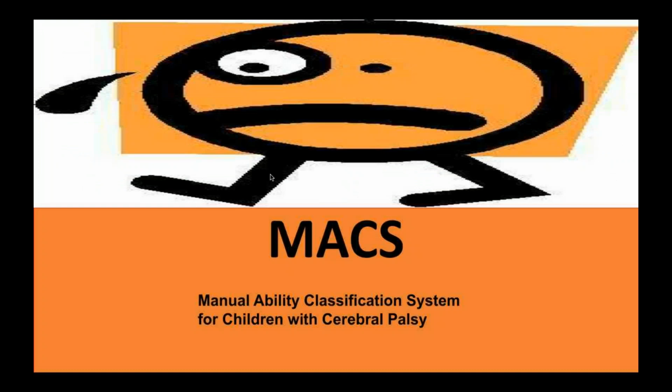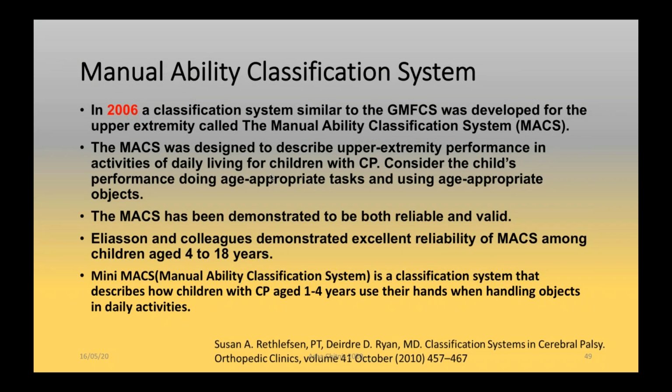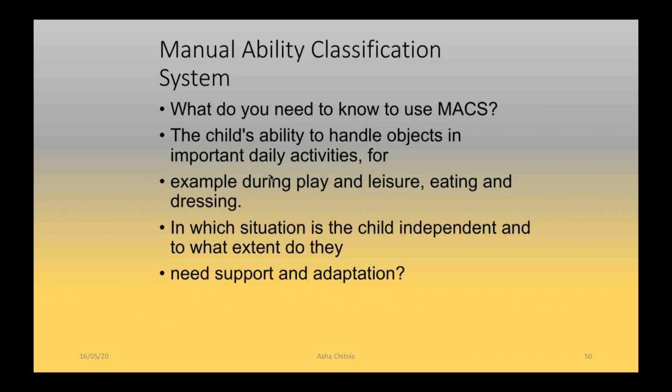MACS is basically looking at use of the hand. There are 2 MACS. A Mini-MACS is something that you use from 0 to 4 years, and the other one is from 4 to 18 years. It's beautiful when you have a child with hemiplegia. You would say that one side is normal, but the other side you would put the MACS. What you really are looking at is how do you handle objects of day-to-day activities? How does he eat? How does he play? How does he kind of write? How does he bathe? All the using his hands. And does he need any support or adaptation? So this is also very nice.